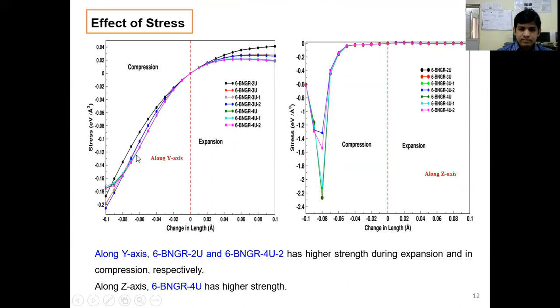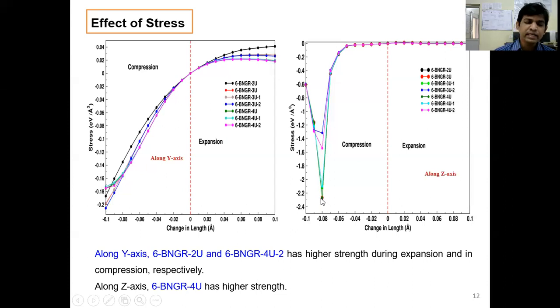And the stress is applied along the y-axis. Y-axis means along the width. When the stress is applied along the length, then during the expansion all hybrids represent a similar nature, while during compression, this green color, the 4-layer hybrid, shows higher strength. It represents the breaking point.